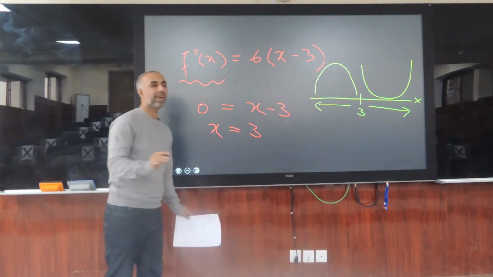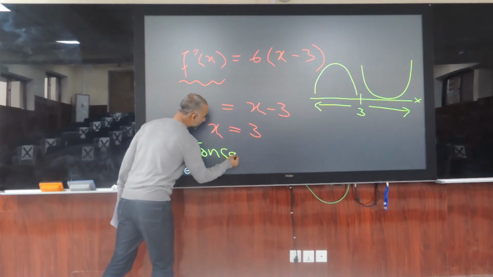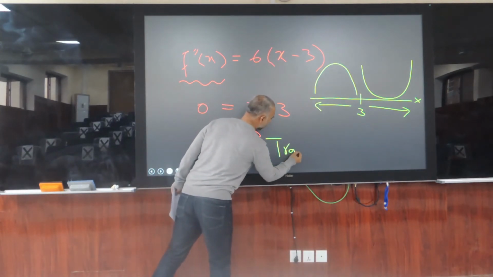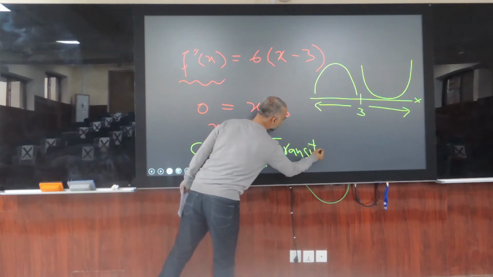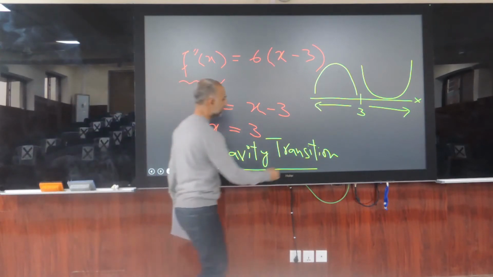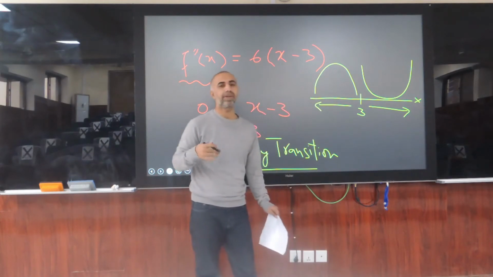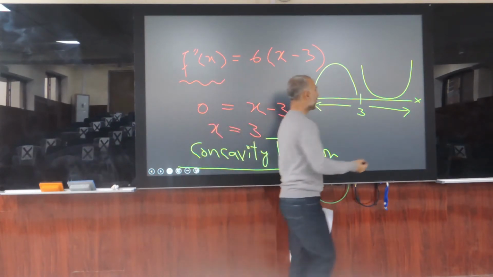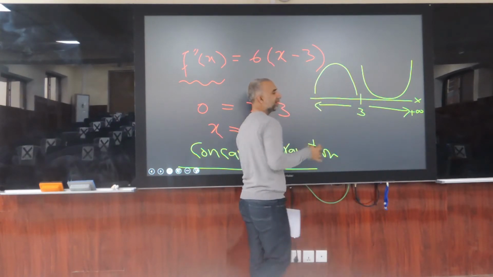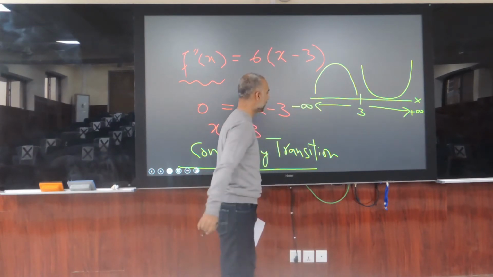Basically, a point of inflection is also known as a concavity transition. In the increasing case it can go up to any extent, to plus infinity, and in the decreasing case, where energy is decreasing, it can go to negative infinity.